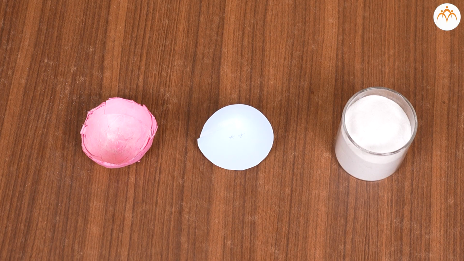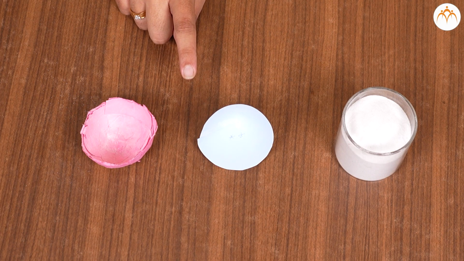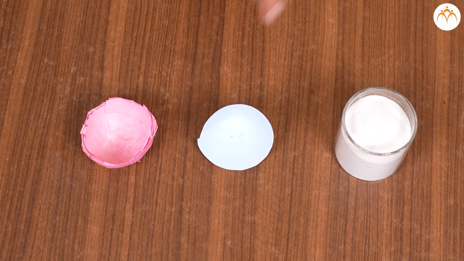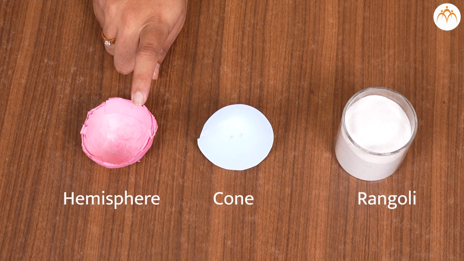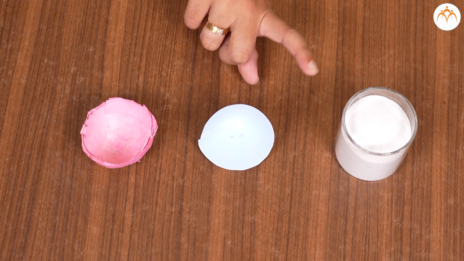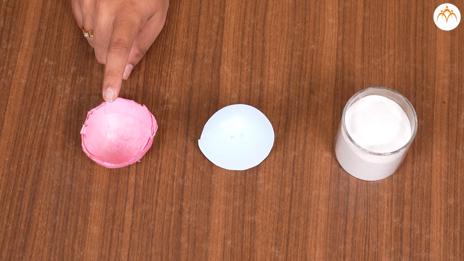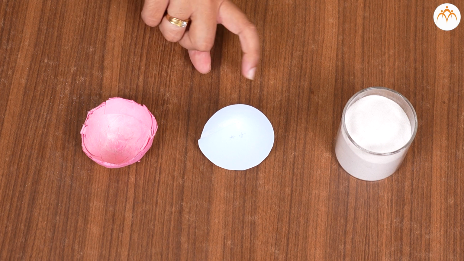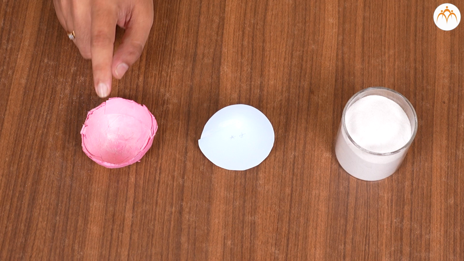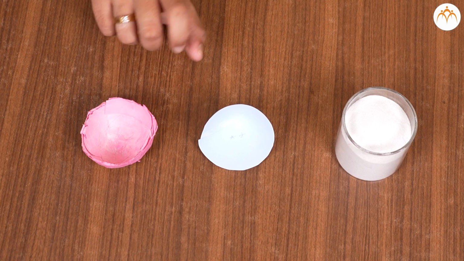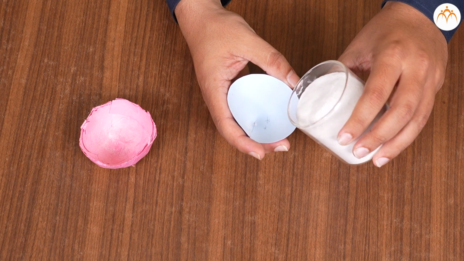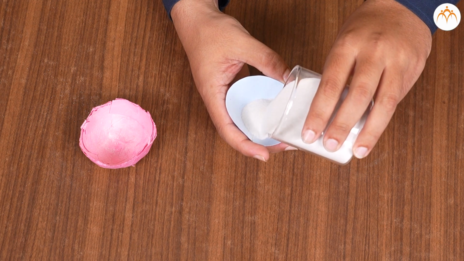Now we will try to find out the formula to calculate the volume of a hemisphere. To do that, we have this hemisphere cut through the card sheet and we will use the cone. Now to get the volume of the hemisphere, let's try to find out how many cones filled with rangoli are required to fill this hemisphere completely. Let's begin. I'll pour this rangoli into the cone.